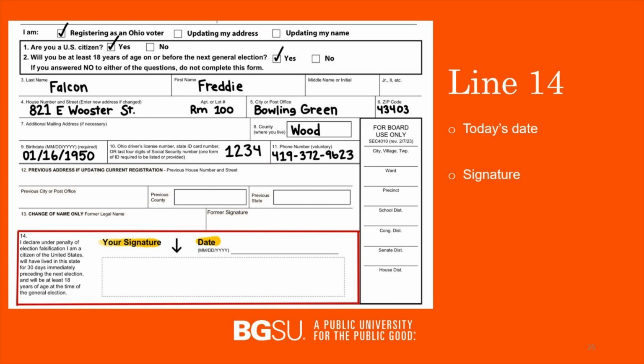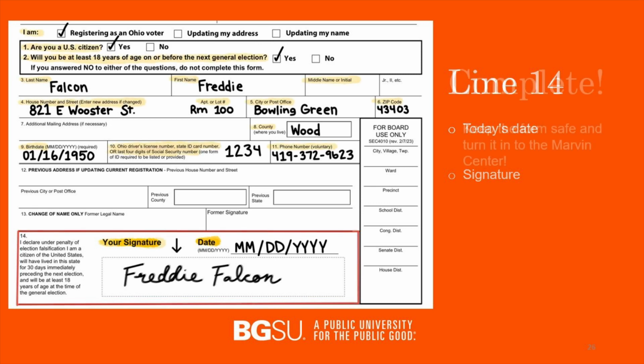Lastly, Field 14 asks the voter to verify their identity and that they are not falsifying information about themselves. It requires a signature and the current date. It is a common mistake to write a birth date instead of the current date.